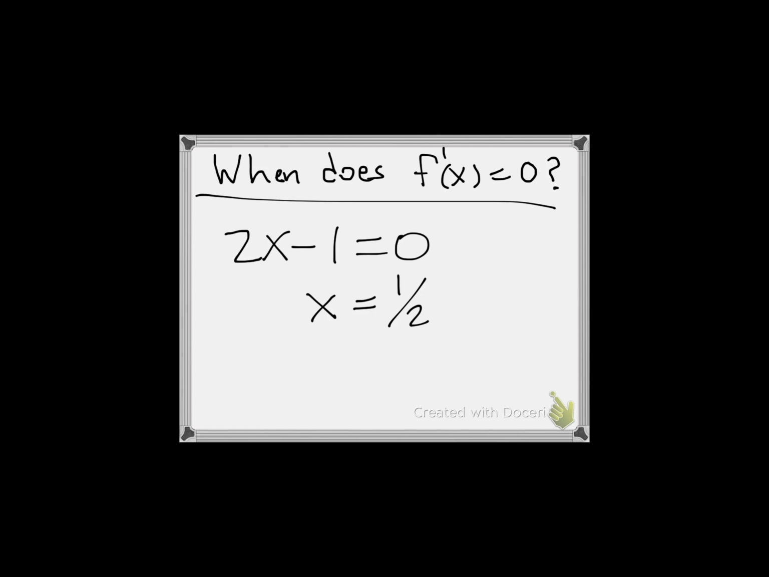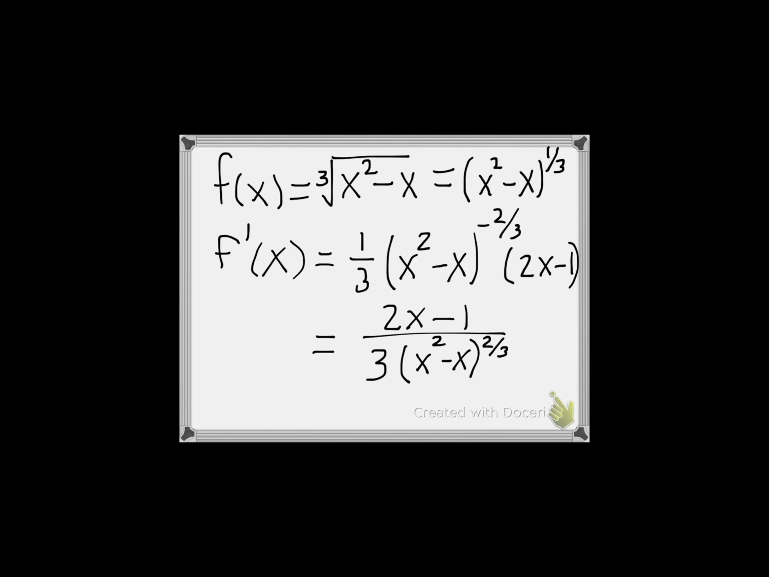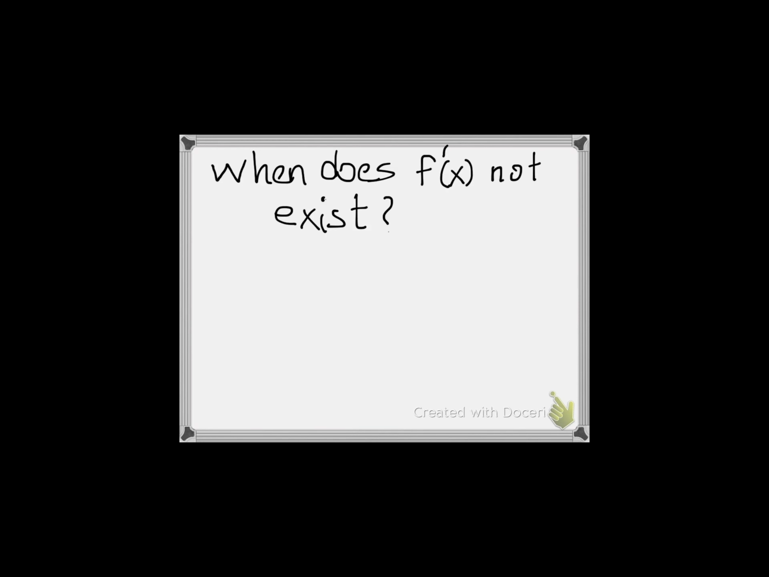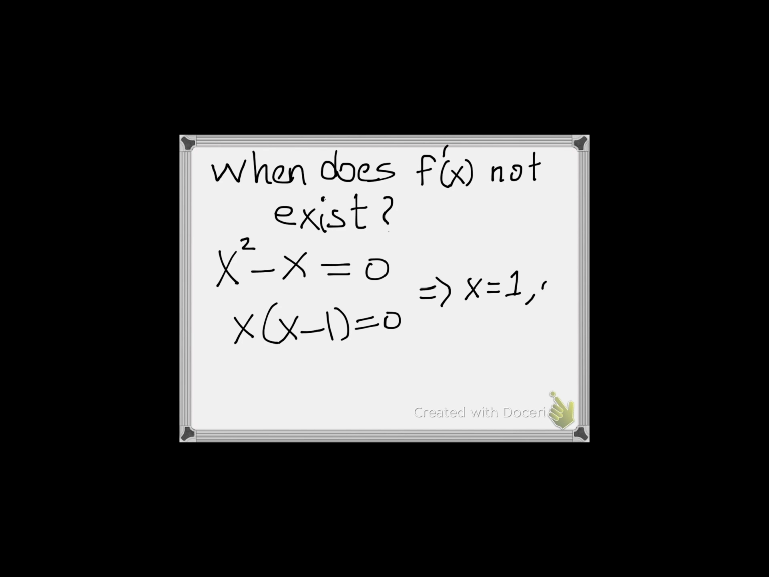The second kind of critical point occurs when f prime fails to exist. In this case, that'll occur when the denominator is equal to 0. That happens when x squared minus x equals 0. Factoring, we see that x must be either equal to 1 or 0. Putting all our work together, we see that the critical points are at x equals 0, 1/2, and 1.